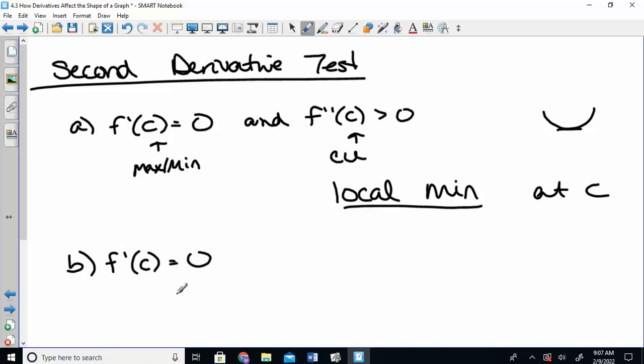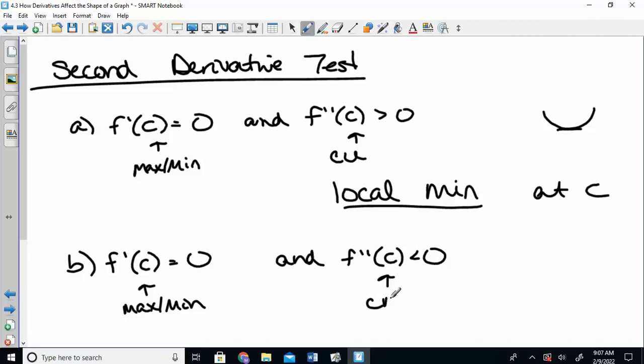Second thing, if the first derivative is 0, which again tells us it's either a max or a min, and the second derivative is less than 0. If the second derivative is less than 0, that means it is concave down. So if you're going to be curved downward, then it is a local max.